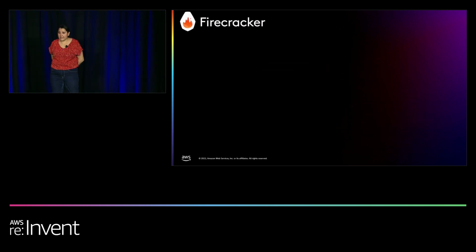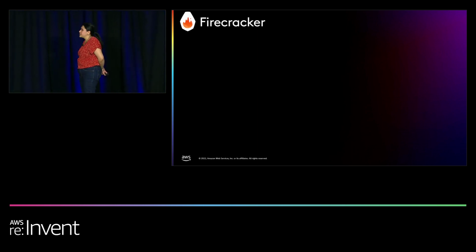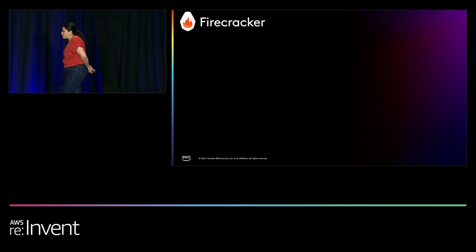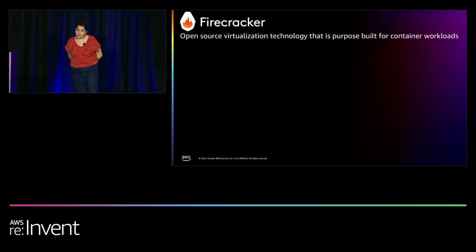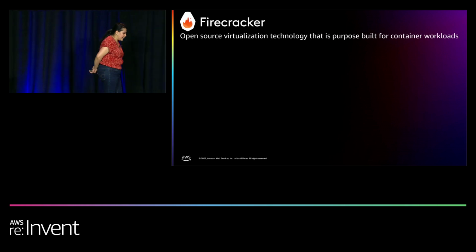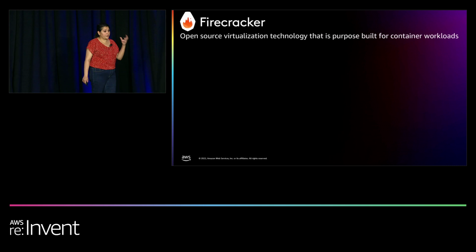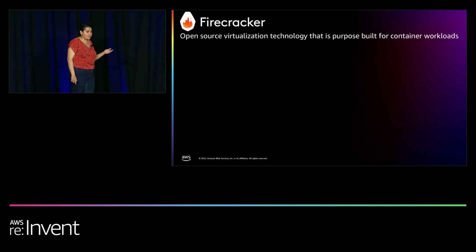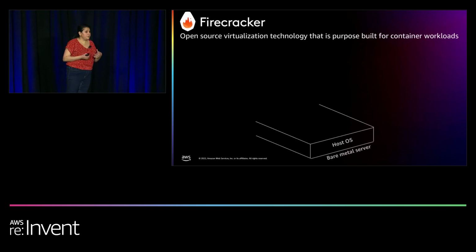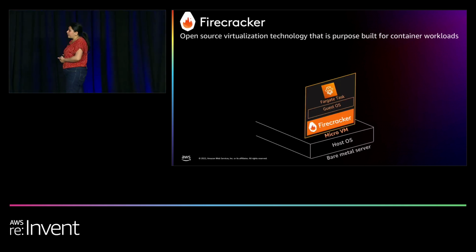Before I talk about Fargate, I want to introduce this technology that we use called Firecracker. Firecracker is an open source virtualization software project by Amazon, and it's basically a hypervisor that's purpose-built specifically for containers and functions. And Fargate uses it, and Lambda uses it. So what's actually going on here? You can take any bare metal server, and then instead of the hypervisor, you basically install Firecracker. And Firecracker will spin up what we call micro VMs.